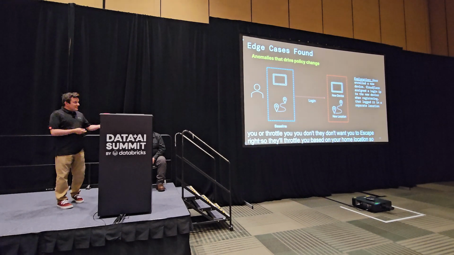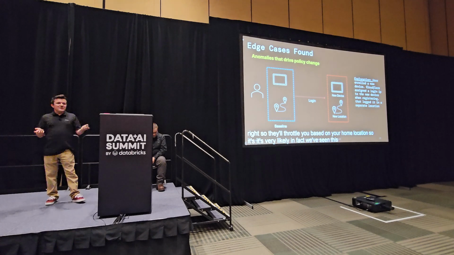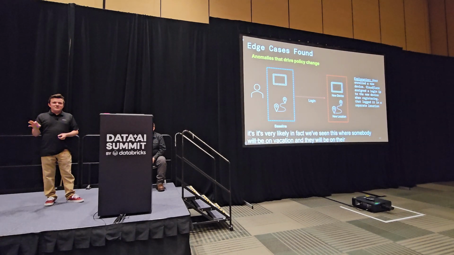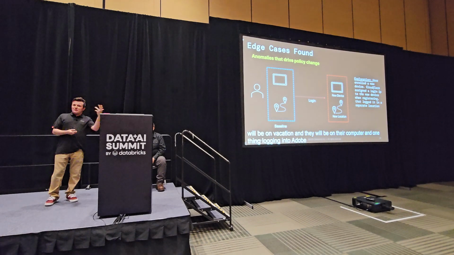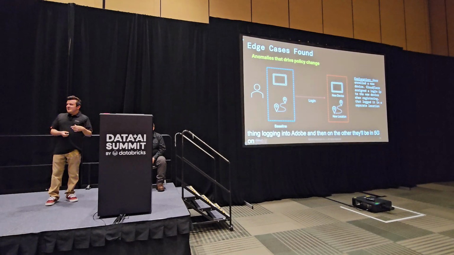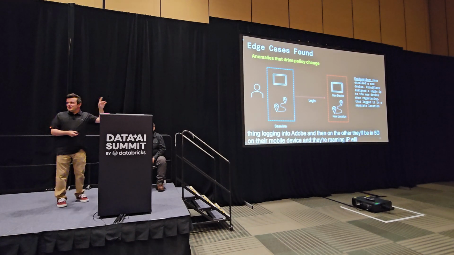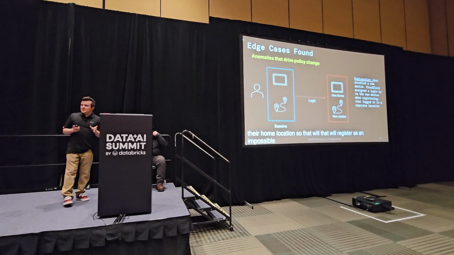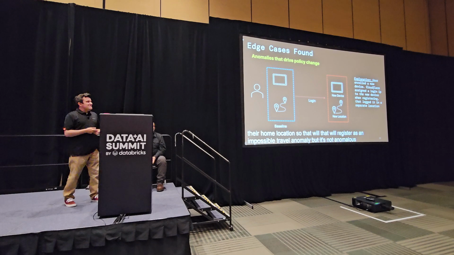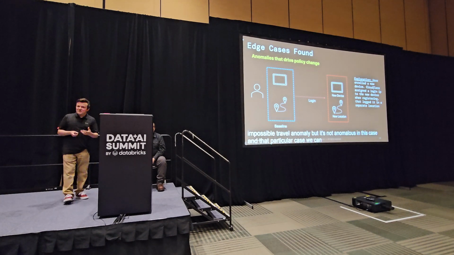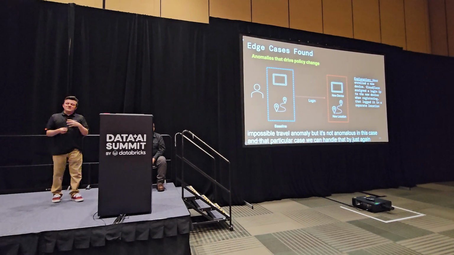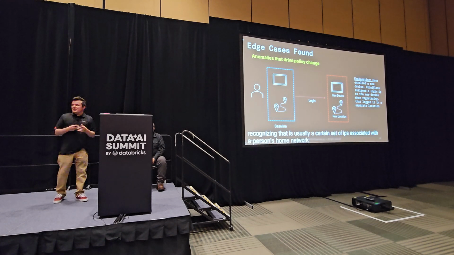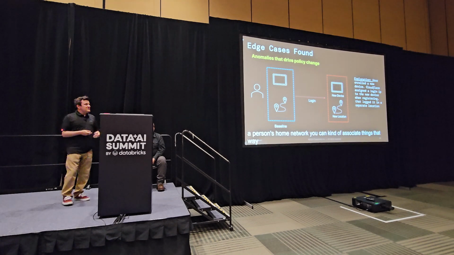So it's very likely, and we've seen this, that somebody will be on vacation, on their computer logging into Adobe, and then on their other device they'll be on 5G on their mobile, and their roaming IP will connect to their home location. That will register as an impossible travel anomaly. It's not anomalous in this case. We can handle that by recognizing that there's usually a certain set of IPs associated with a person's home network. You can associate things that way using a baseline.